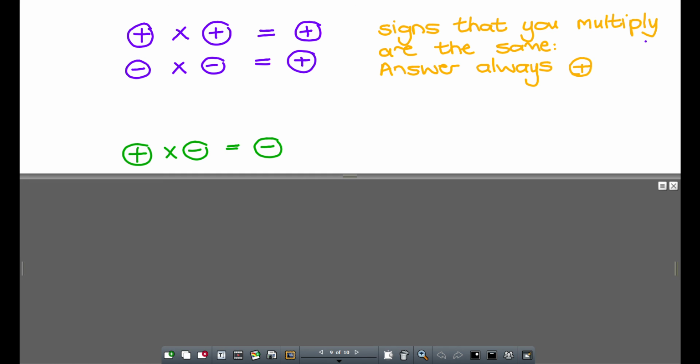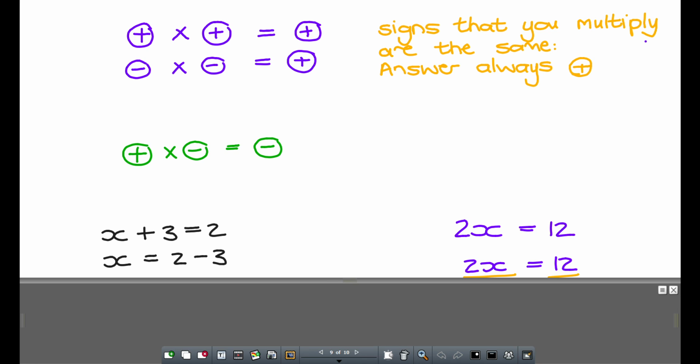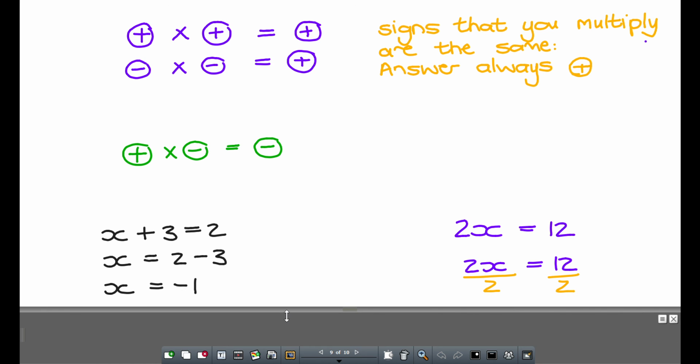Okay, so let's do two equations. The left-hand side, look at the green one or black one first. So x plus 3 is equal to 2. You have got to solve for x. What did we do last year? We said this 3, we take it over and then it becomes minus 3. So I'm going to have x is equal to 2 minus 3. So x will be minus 1. Okay? 2 take away 3, so it's minus 1.